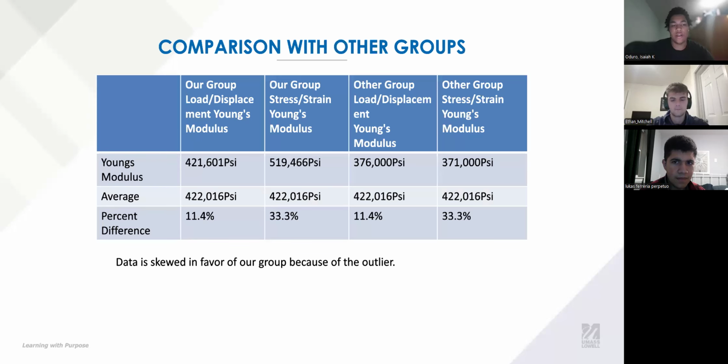Lastly, we compared our data with data from another group. We found that our Young's moduli found from load and displacement was very close to the other group with only around an 11.4% difference. This also showed us that the correct Young's modulus for the material was likely around 400,000 psi.